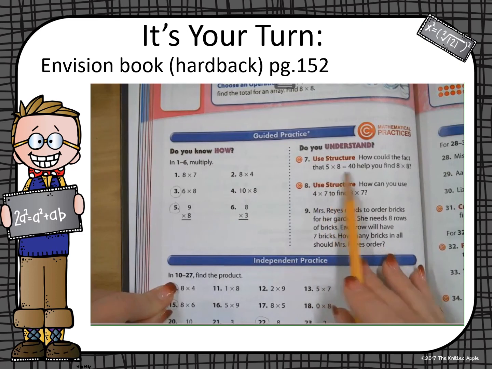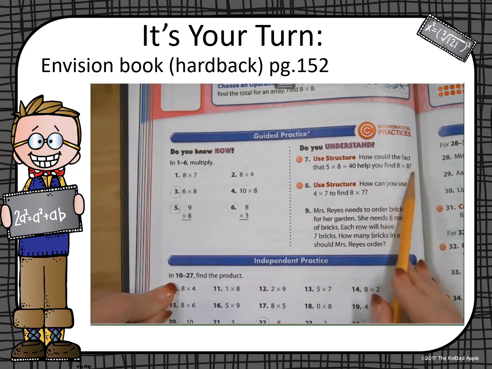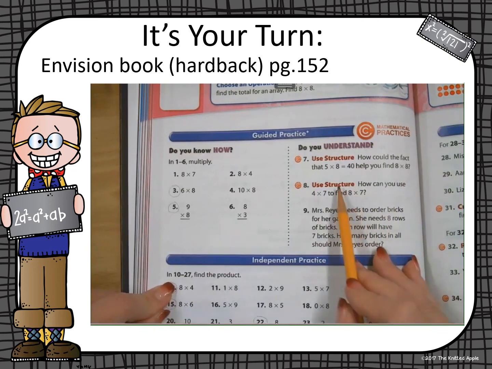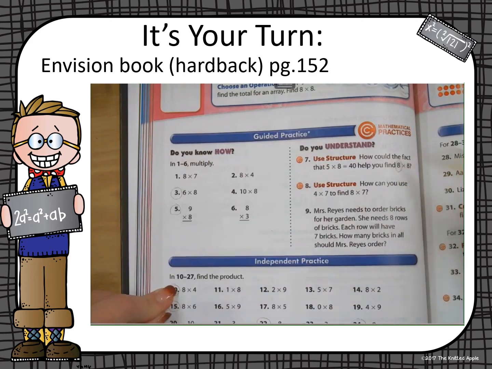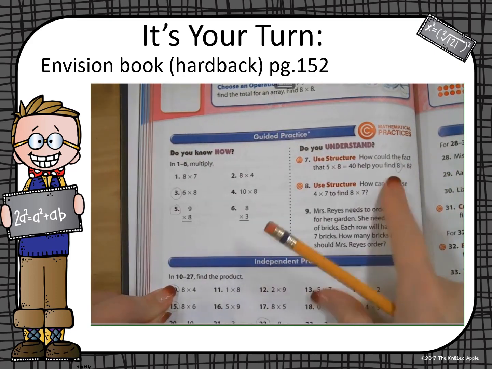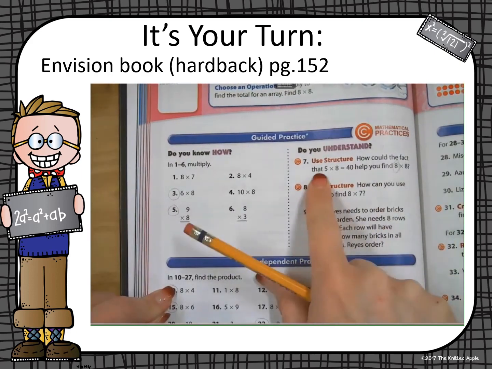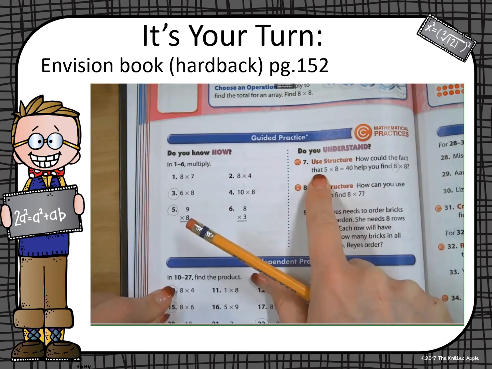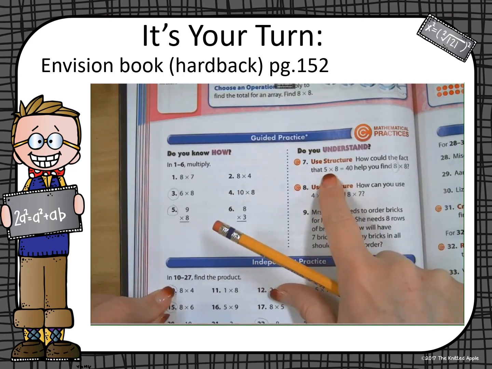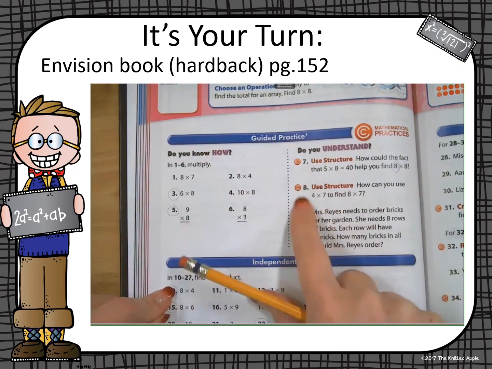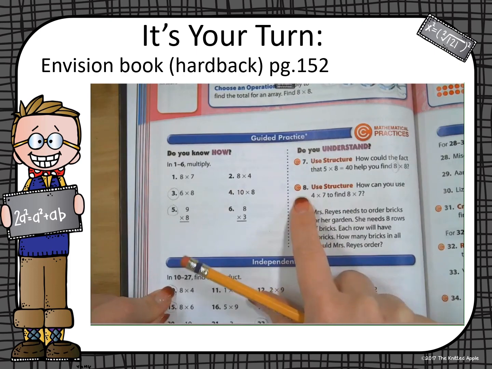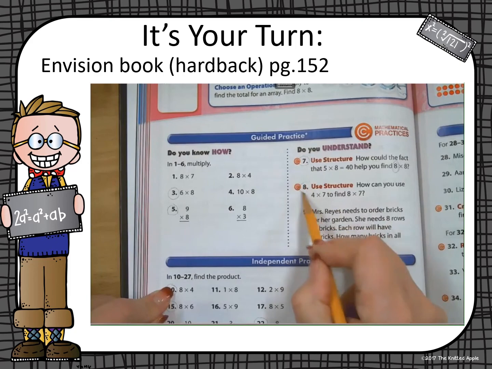Number 7 says, how could the fact 5 times 8 equals 40 help you find 8 times 8? Well, let's think about what 5 rows of 8 is going to be. And how many more rows of 8 are you going to need to come up with 8 rows of 8 from the 5 rows of 8? So for number 7, you definitely need to draw yourself an array because you need to see how many more rows of 8 you need to add on to make 8 rows of 8. So number 7 and 8 are both important.